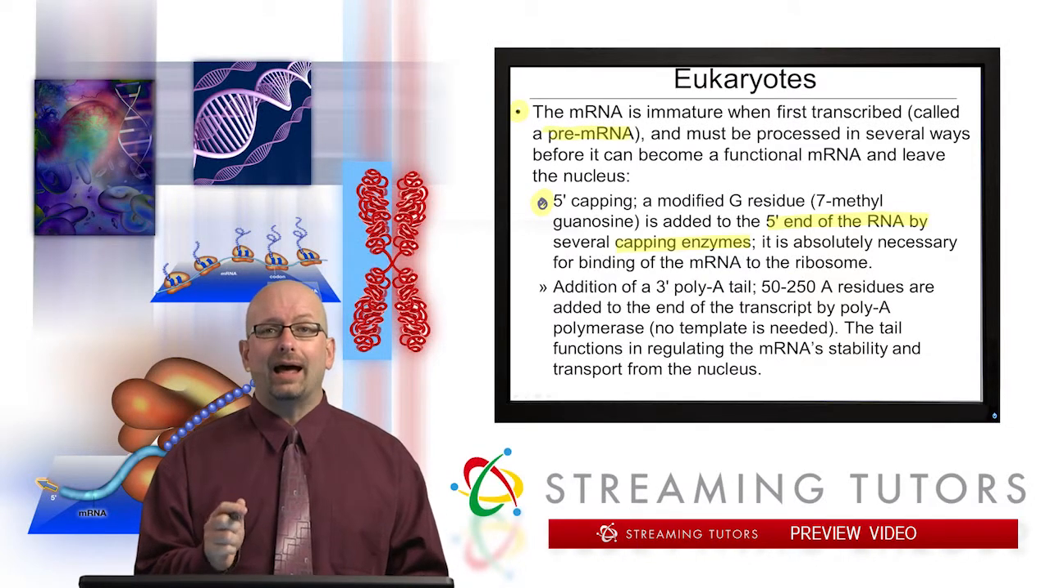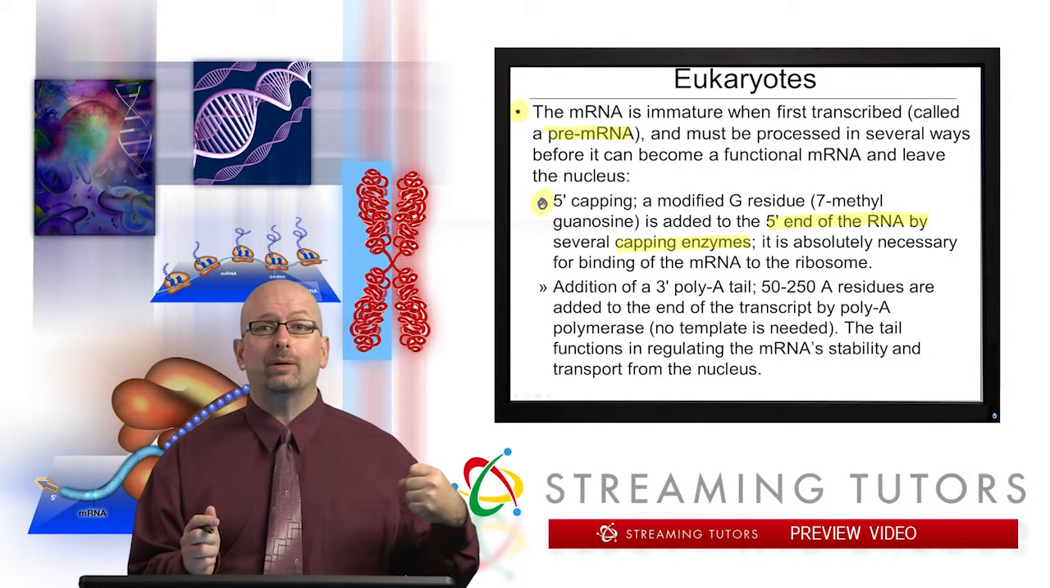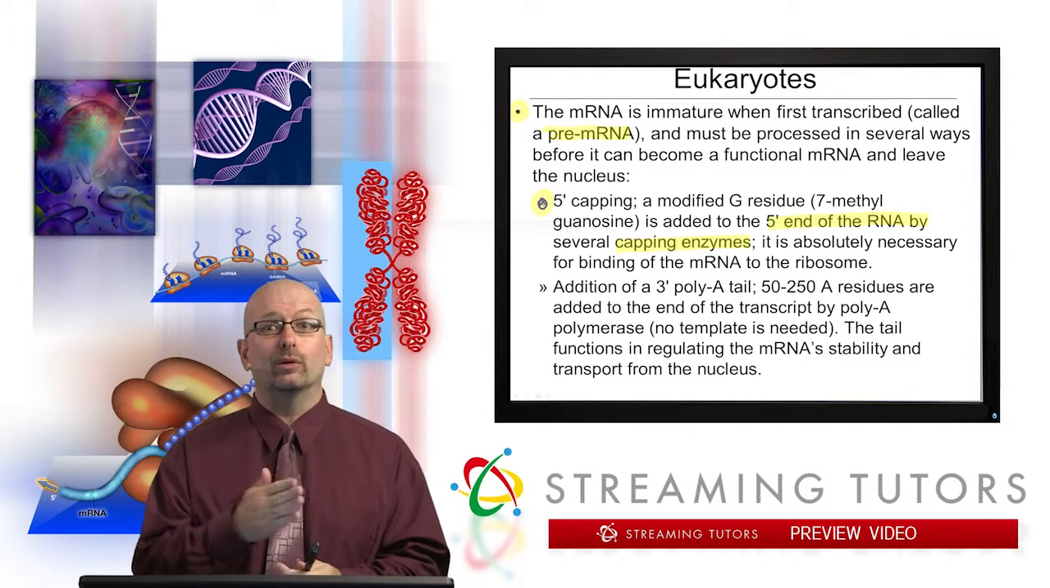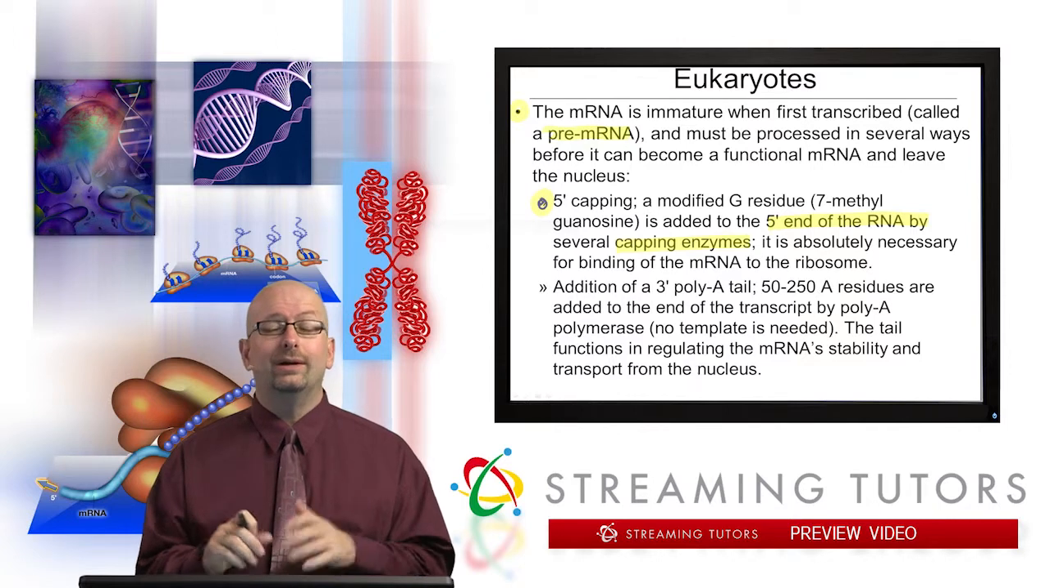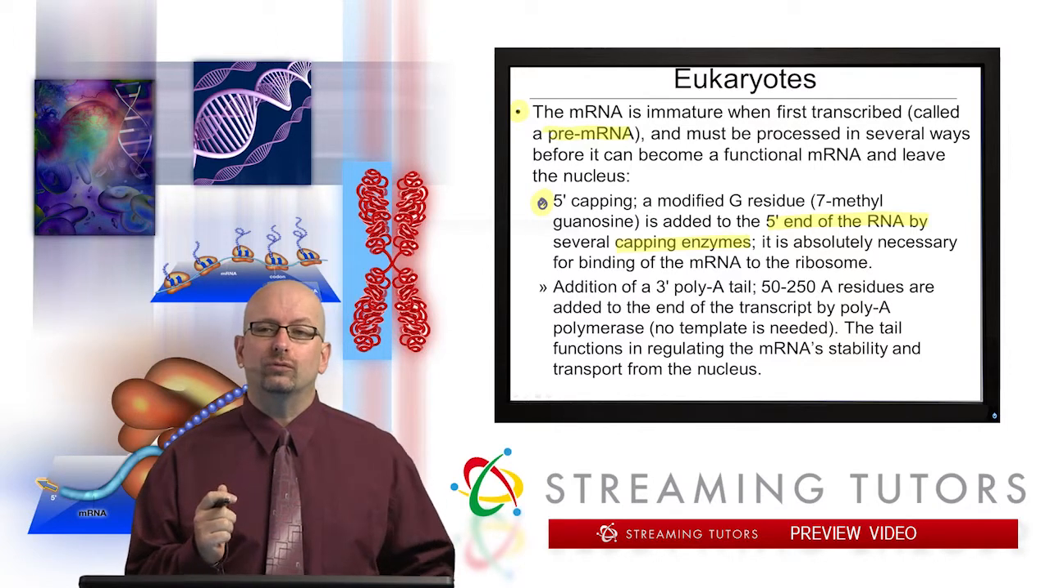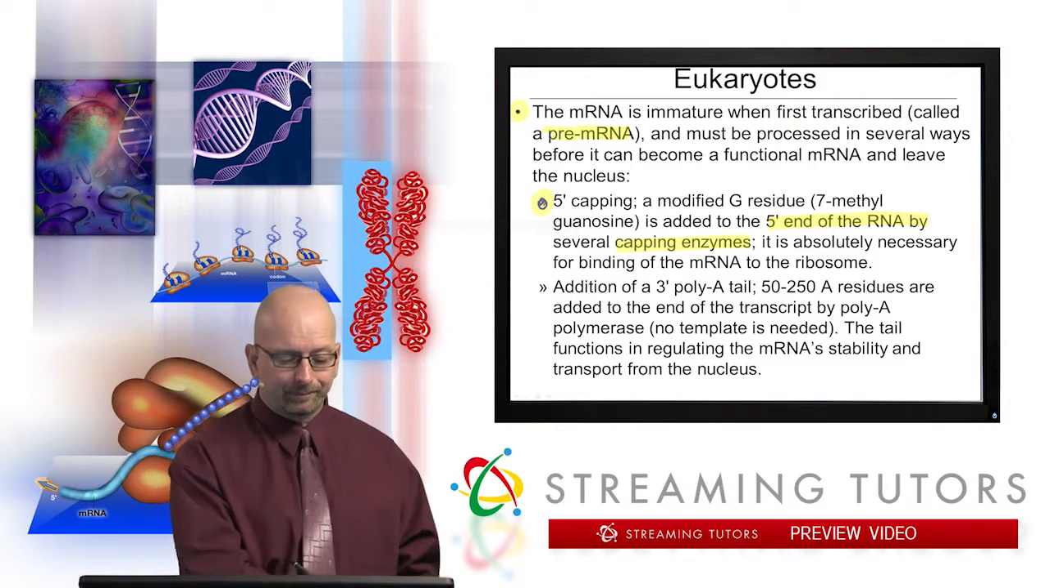This is also a little bit odd because we're adding something to a 5' end. Usually when we're polymerizing nucleotides, they're coming onto the 3' end, right? So for a couple of reasons, this is sort of different than what we've seen before.